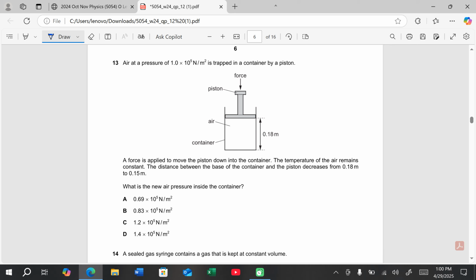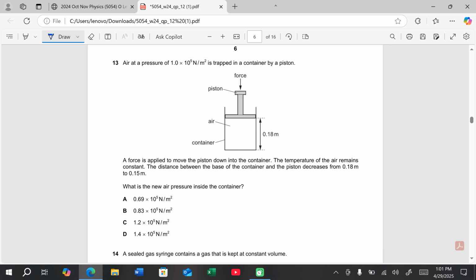Okay, I'm back. Since we're doing it live, you might see a few interruptions here. So let's move on to, it says the air pressure in the trapped container is this. There's a distance given as well, and it says the piston decreases from 0.8 to 0.15. What's the new pressure? So here, since the height is decreasing, the quantity that actually gets affected is the volume.